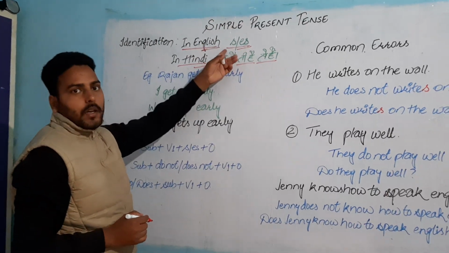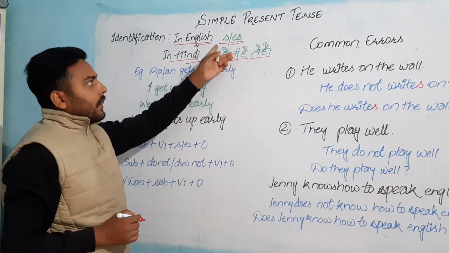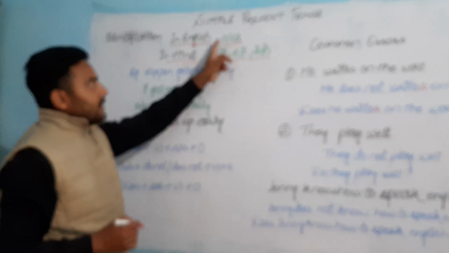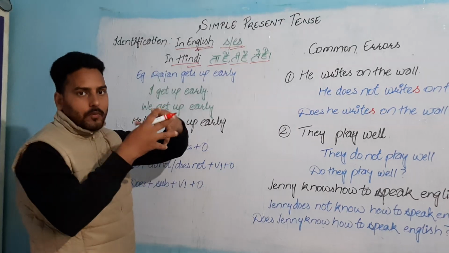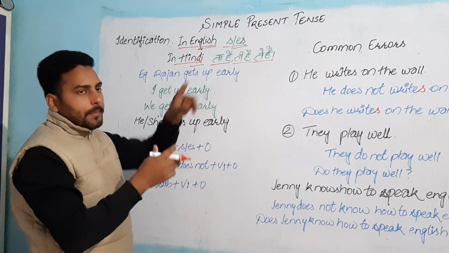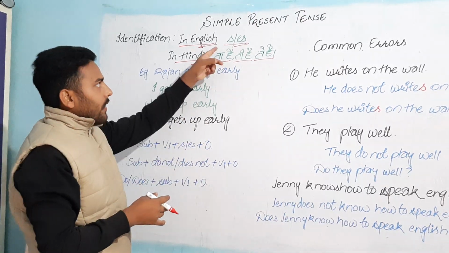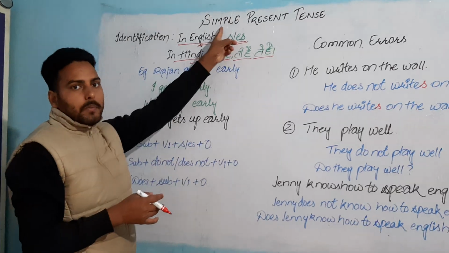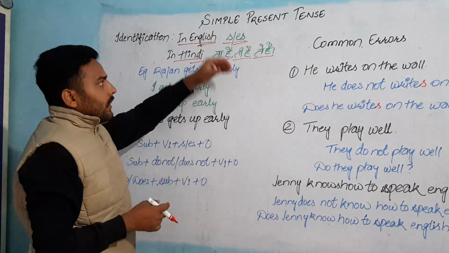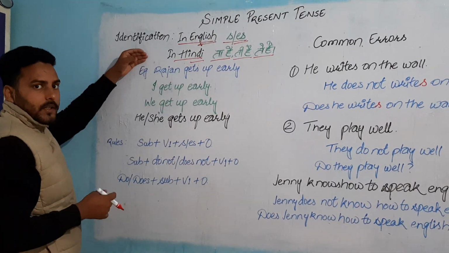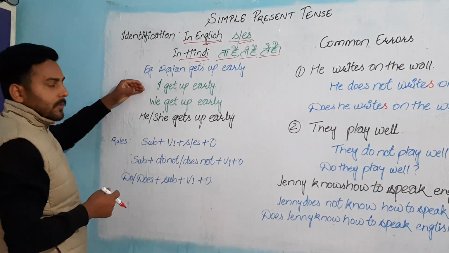And in English, when you come across S and ES along with a verb, जब आपको verb के साथ S और ES दिखाई देता है, so you have to understand that is simple present tense. We will understand this with the help of some examples.